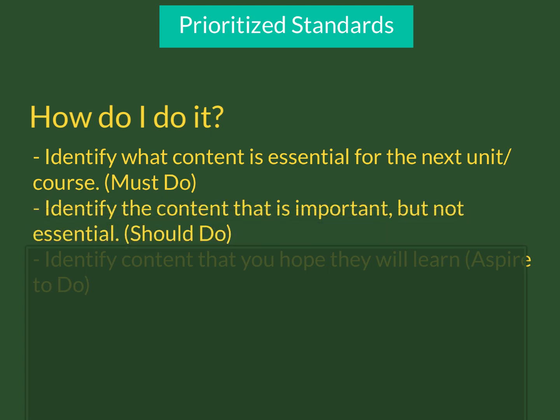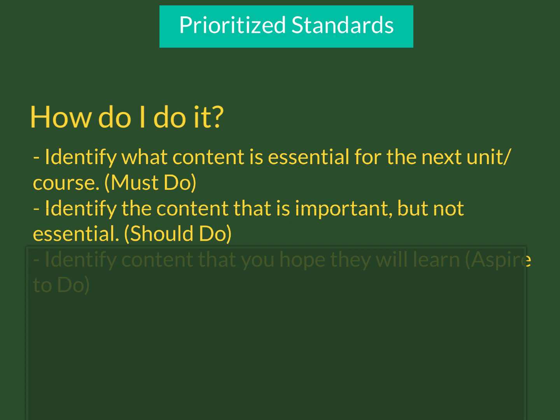Then you have your list of important but not essential. So these concepts are like, yes, they're definitely important, and if you're a well-rounded science student, you will definitely know these, but they aren't going to make or break you in the next unit. It might make it a little bit harder for you, but you can maybe learn it again later and still be able to be successful. So those are your should do's. Everybody must do the first ones to pass the course.